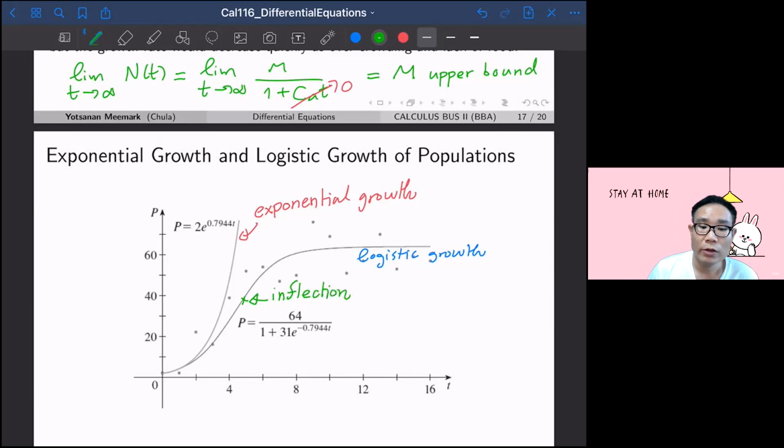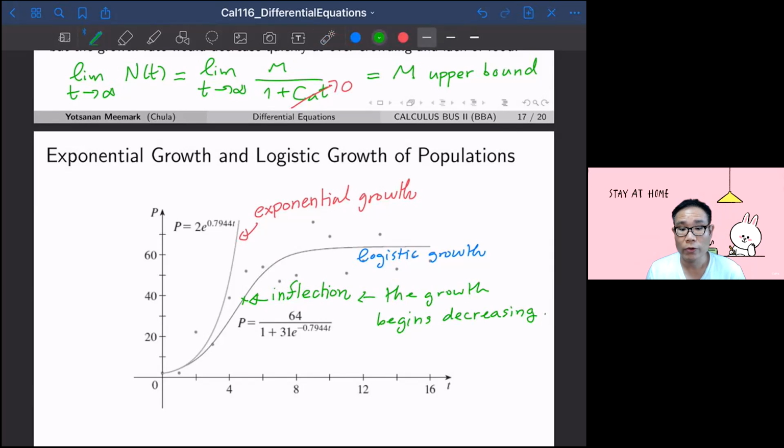If you recall in Calculus 1, this is the point where the concavity changes from concave up to concave down. So here the growth begins decreasing. In this case, the growth is decreasing after this point. So you see that it's going to be growing rapidly fast at first, and then it's going to be decreasing after the inflection point.